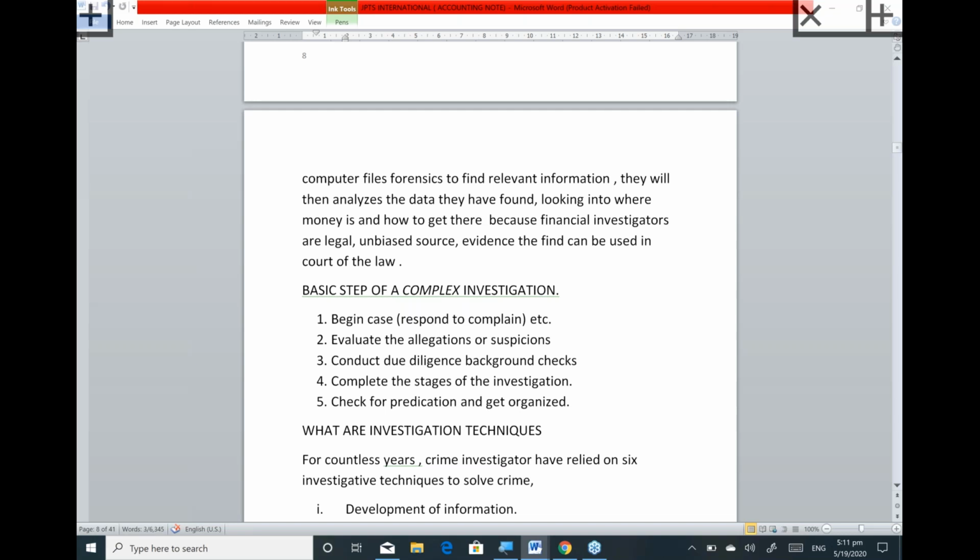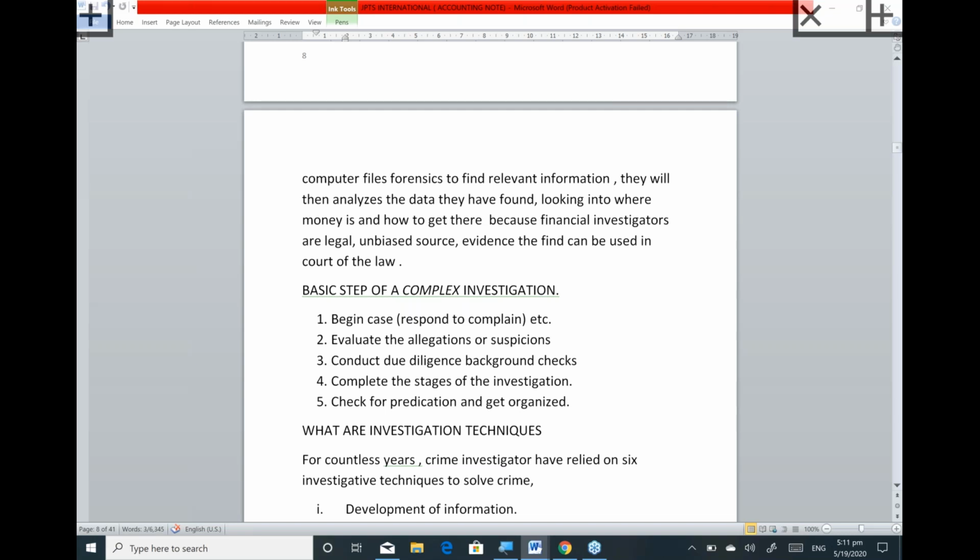Then we also look to evaluate the allegations or suspicion. Maybe somebody is reporting to you that somebody now in Nigeria where a corporal is using a Benz, using a very solid Benz, not to just 190, not 200, not this corporate Benz, and is using, there's something is wrong. Then 3, conduct due diligence background check. You have to check, is it true money is missing? Is it true the record are not there? Or is it true that people are changing figure? You need to know. Then 4, complete the stages of the investigation.